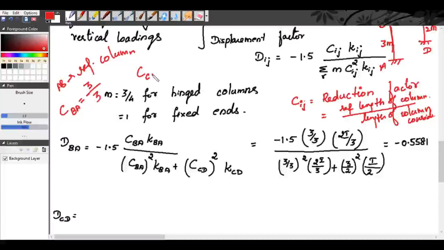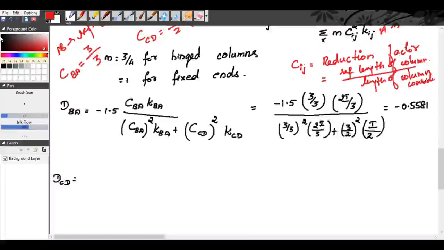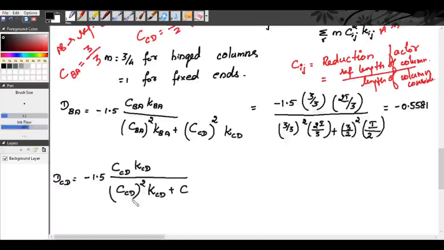So, CD is equal to 3 by 2. Similarly, our DCD will be equal to minus 1.5 CCD KCD divided by CCD square KCD plus C. So, this is a summation of the two columns.